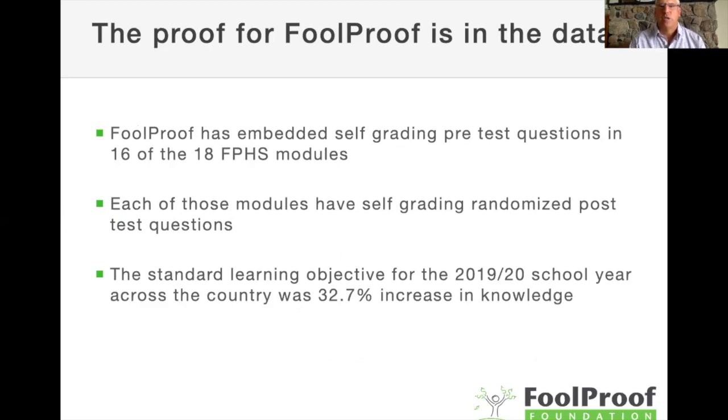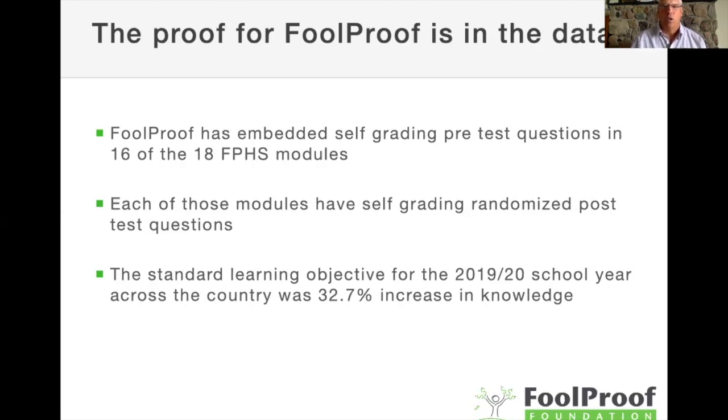So how that is measured is the pre-tests are given in the first few slides of the digital curriculum before the teaching of that module is done. And then at the end of the module, the students are given a module test, and they're all randomized questions out of the test bank. And then the comparison on the back end of FoolProof, since we grade all your exams, you're able to see, and I'll show this in a minute, the pre-test score, the module score, the post-test score, and then of course the increase or decrease in standard learning objective.